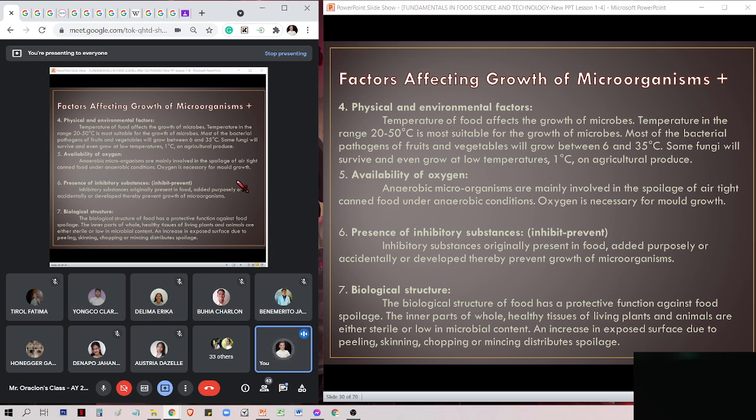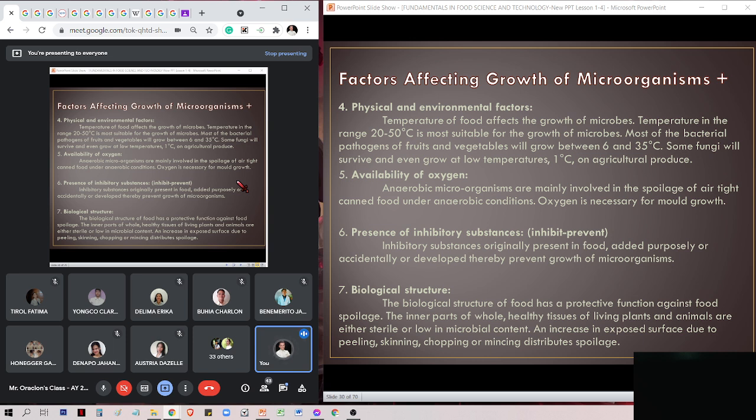That's why the BFAD, or the Food and Drugs Authority, the FDA, is the one that checks food: what are the microorganisms, what are the chemical reactions, and what chemicals are present due to chemical reaction, whether the food is still okay, helpful, or poisonous. So that is for the presence of inhibitory substances.